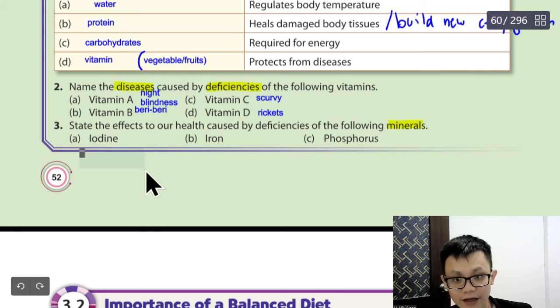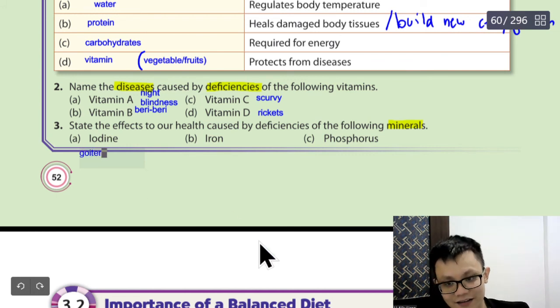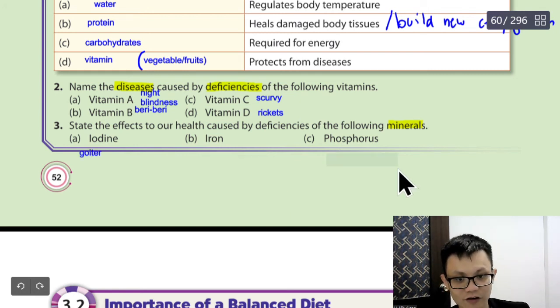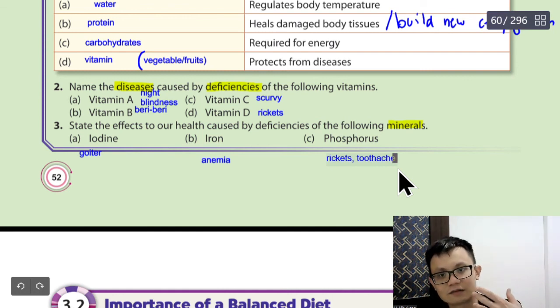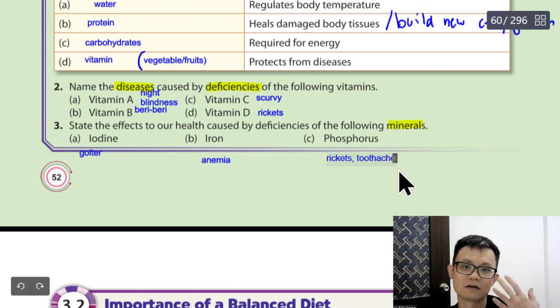Iodine, you will have goiter. Later also I forget, right? Iron will cause anemia, and phosphorus will cause rickets. Or just now one student said toothache also can. Okay, because it relates to the bone lah. When there's not enough calcium, what will affect your body?